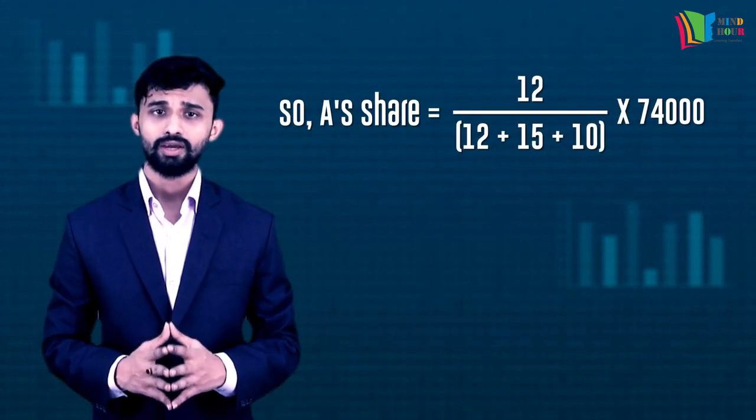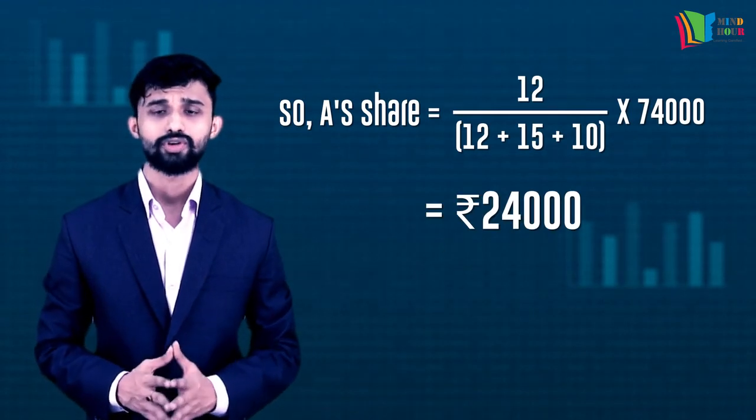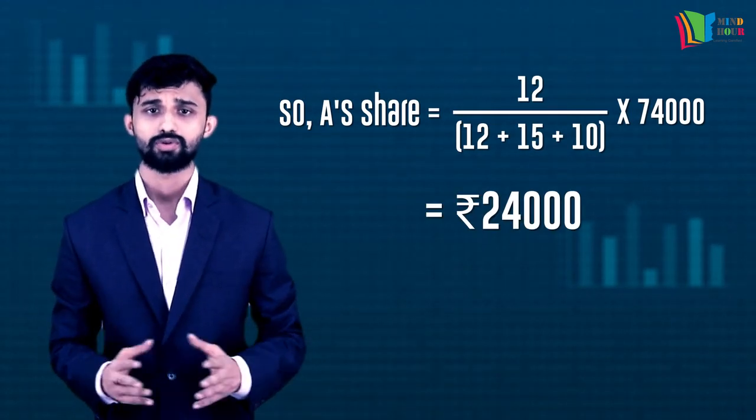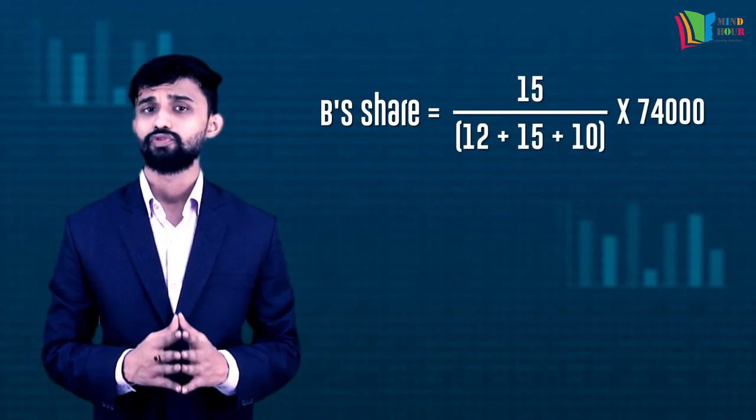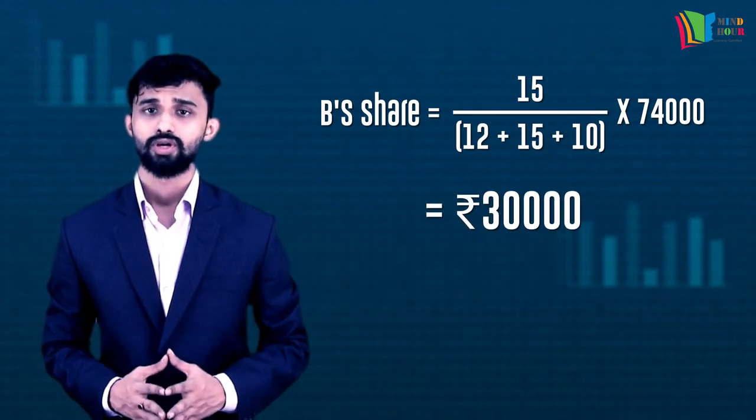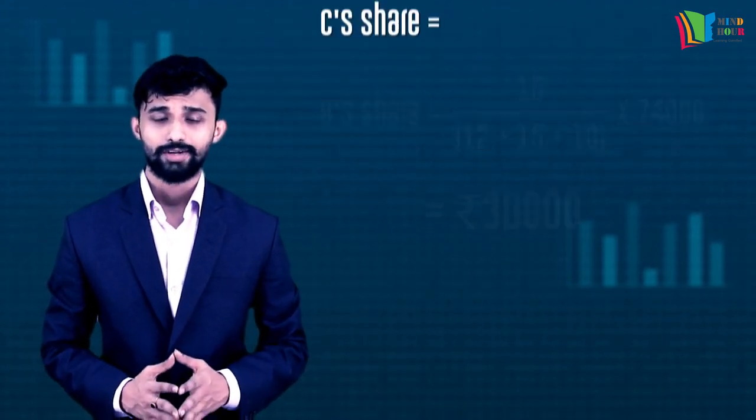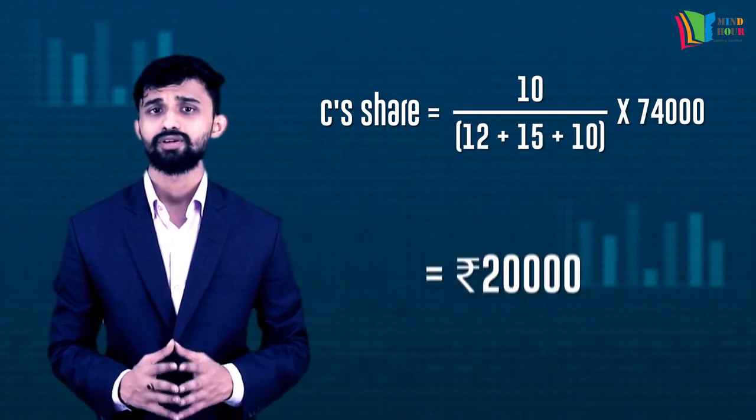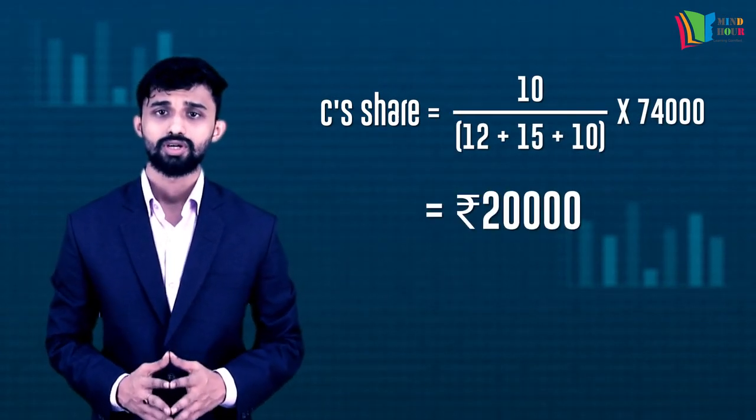Therefore, the share of A will be 12 by 37 into 74,000, which is 24,000. The share of B will be 15 by 37 into 74,000, which is 30,000. And the share of C will be 10 by 37 into 74,000, which is 20,000.